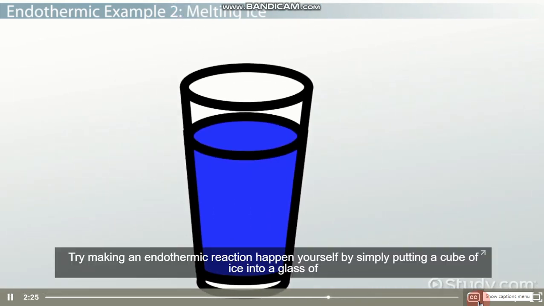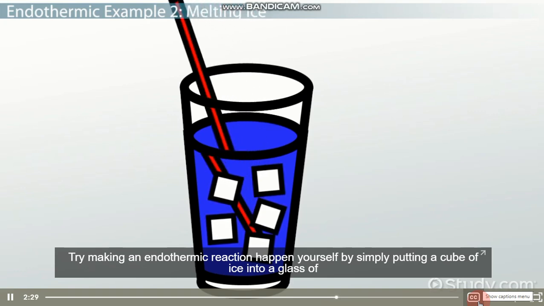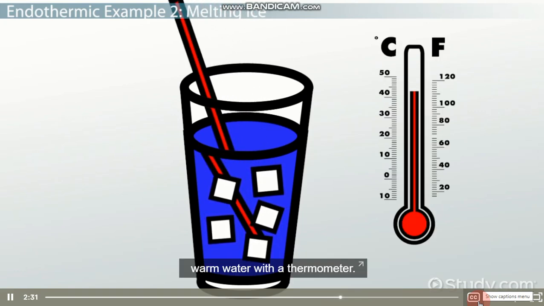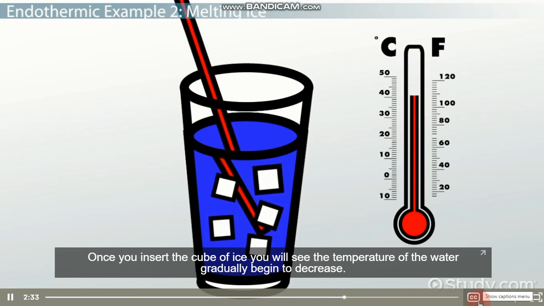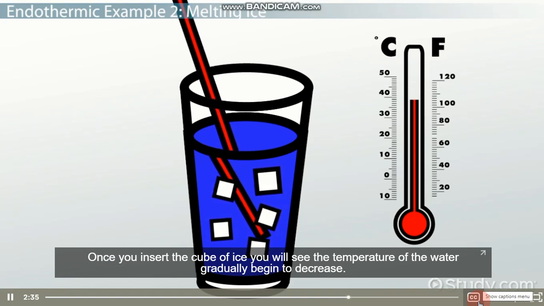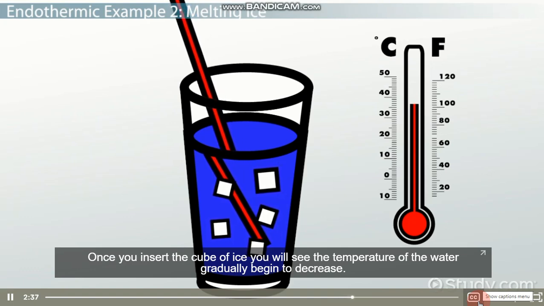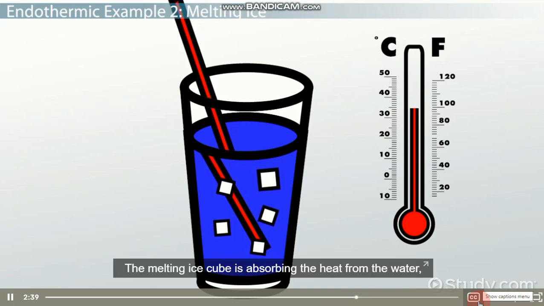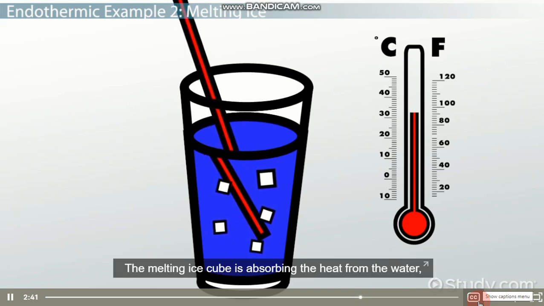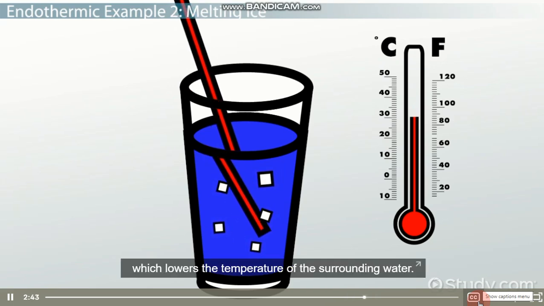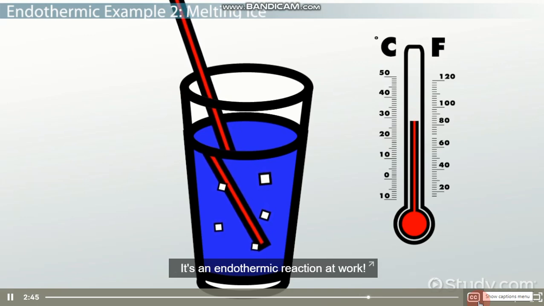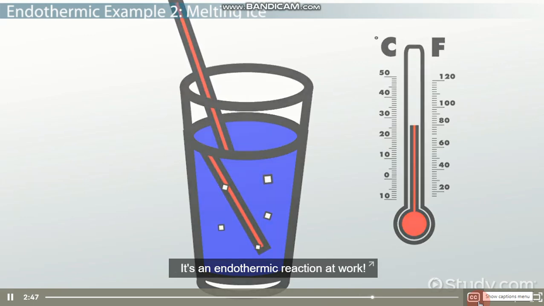Try making an endothermic reaction happen yourself by simply putting a cube of ice into a glass of warm water with a thermometer. Once you insert the cube of ice, you will see the temperature of the water gradually begin to decrease. The melting ice cube is absorbing the heat from the water, which lowers the temperature of the surrounding water. It's an endothermic reaction at work.